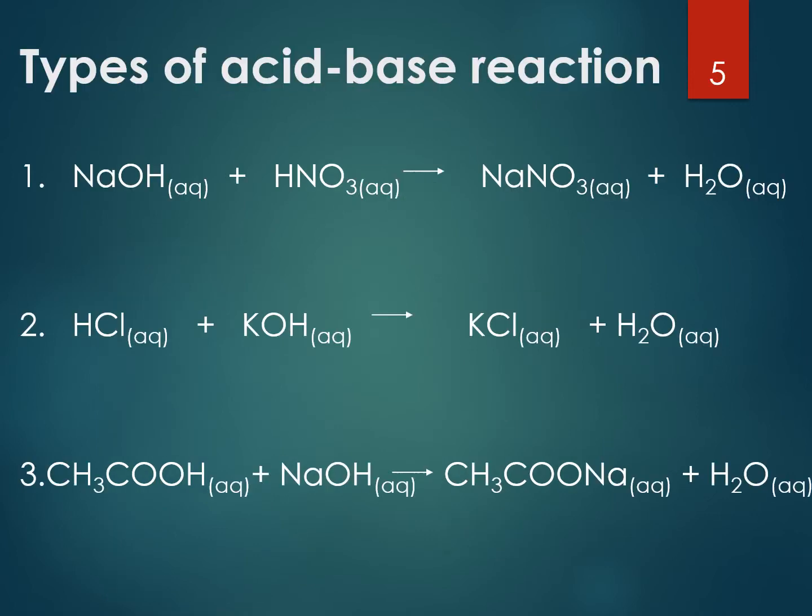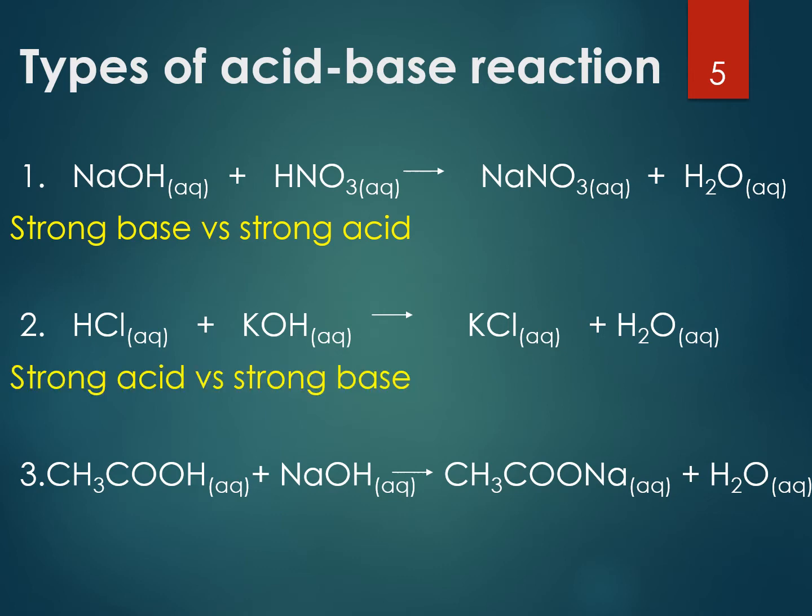So basically, the reason is in the dissociation or ionization of these acids and bases when they react with each other or when they react with water. So for example, we look at the reaction in number 1 between strong base and strong acid. And in number 2, we have strong acid and strong base. And then number 3, weak acid versus strong base. So we'll cover basically these 3 types of reactions in this unit.